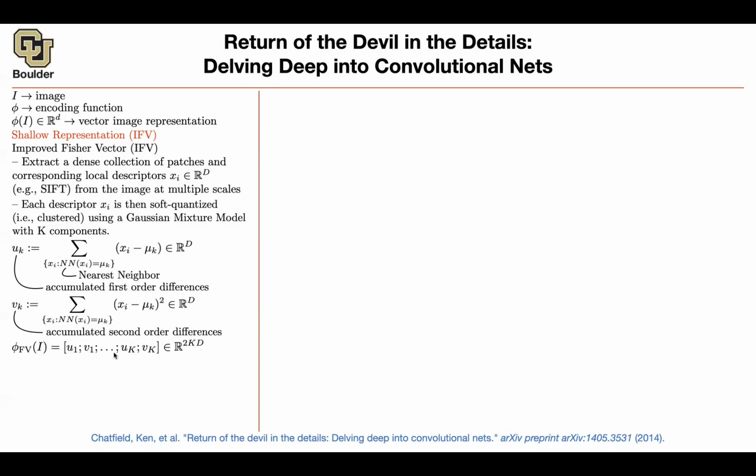Now you're going to concatenate all of these vectors that you found: u1, v1, u2, v2. You're going to have k of them for the first order differences. You're going to have k other ones for the second order differences. That's going to give you the 2k here. And then each one of these local descriptors that are coming out of your SIFT are going to be d-dimensional. And that's going to be your feature or Fisher vectors corresponding to this particular image. And this is what feature engineering means.